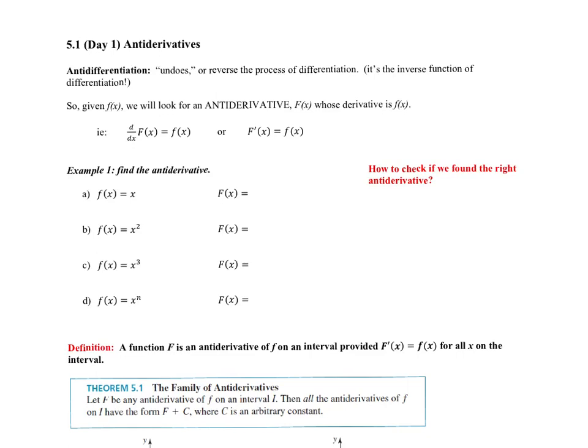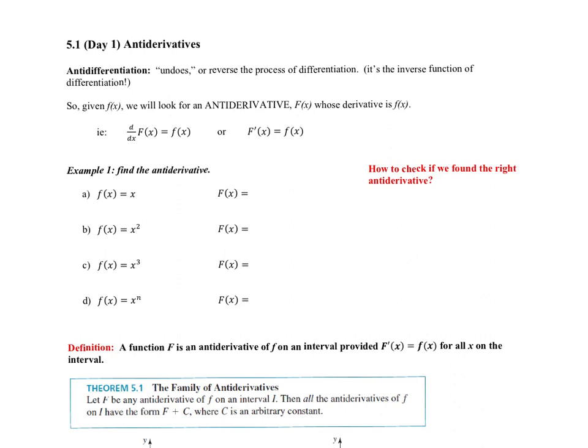AB Calculus 5.1, day number 1, antiderivatives. Okay, here we are, second semester. Everything we've known to this point has been derivative or limit related. We are about to reverse that operation and start talking about anti-differentiation, which undoes or reverses the process of differentiation.